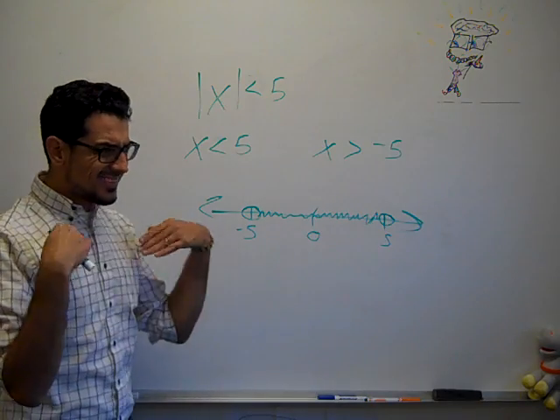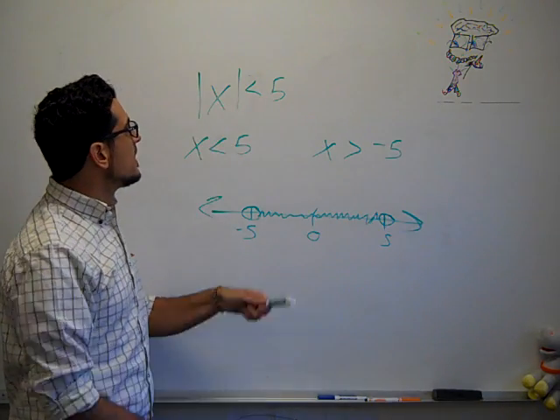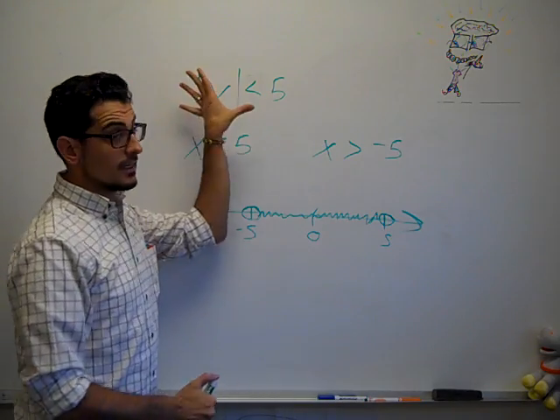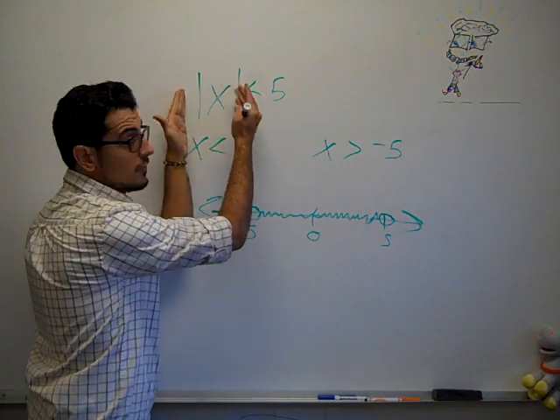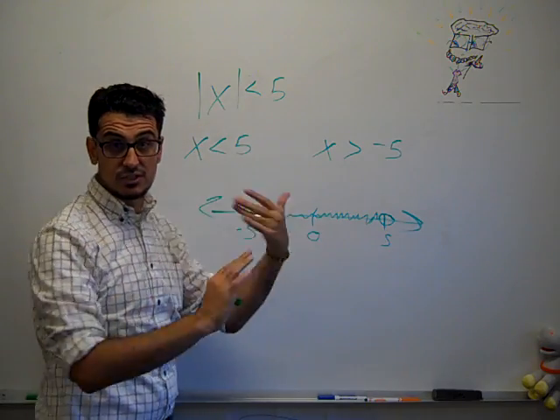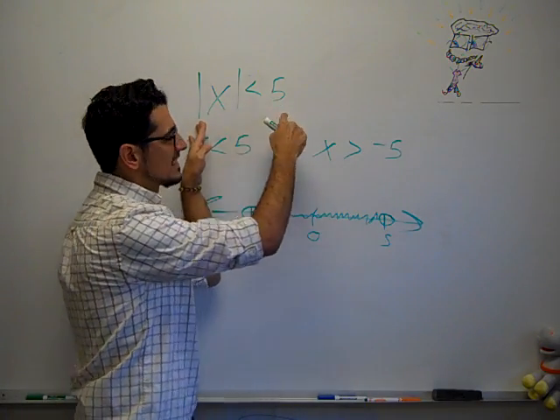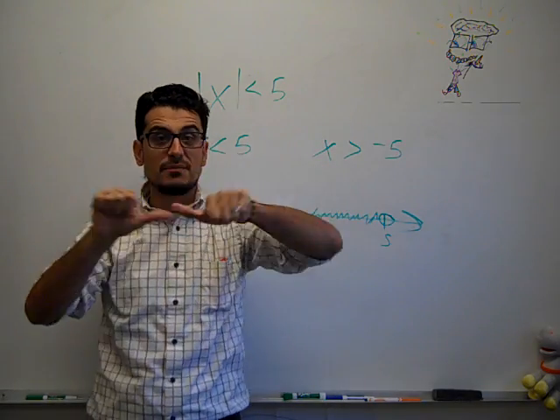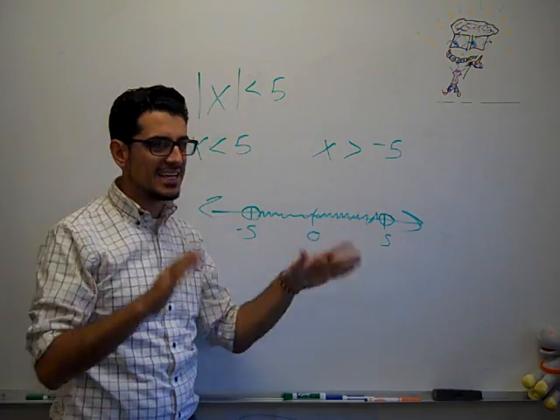Notice, it's a really basic thing, but if I have an isolated absolute value, so I've got nothing on the sides of it, and it is less than whatever's over here, then you're going to end up with an and statement. They're going to be coming in at each other. It's an and statement.